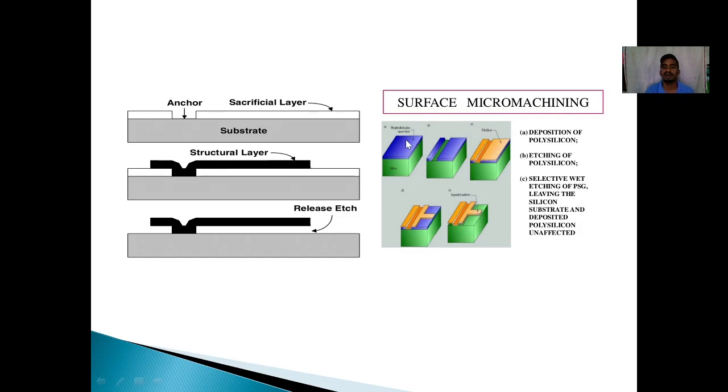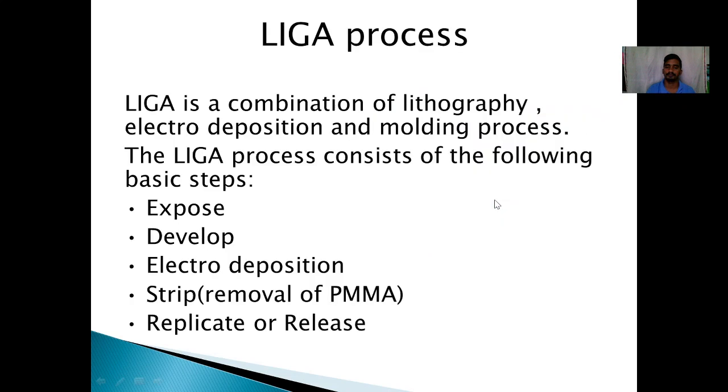This image shows the surface micromachining process. A spacer layer or a sacrificial layer made of phosphosilicate glass is deposited onto a primary substrate. Then the unwanted portion of the phosphosilicate glass is removed by wet etching. Then a polysilicon layer is deposited onto the phosphosilicate spacer layer. Then the unwanted polysilicon layer is removed by dry etching, that is by bombardment of ions. Then at the final stage, the unwanted phosphosilicate spacer layer is removed by wet etching.